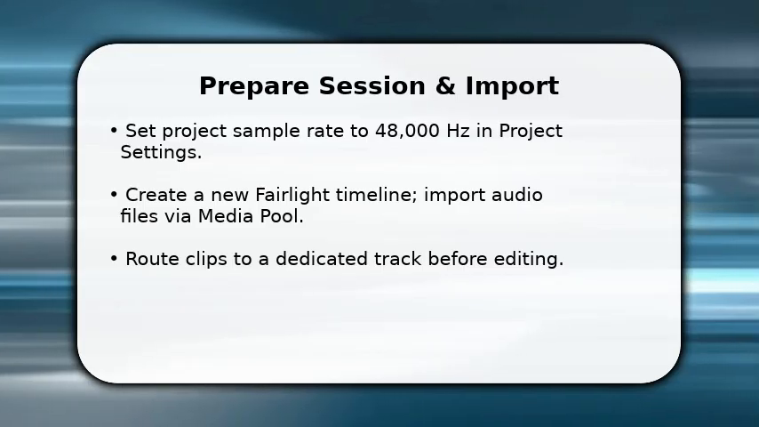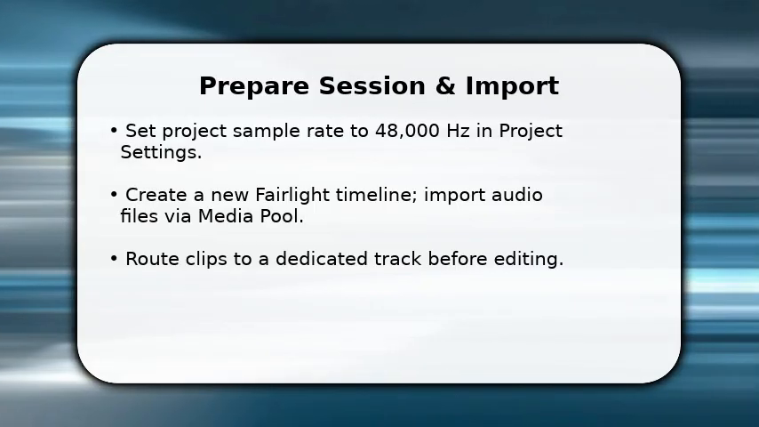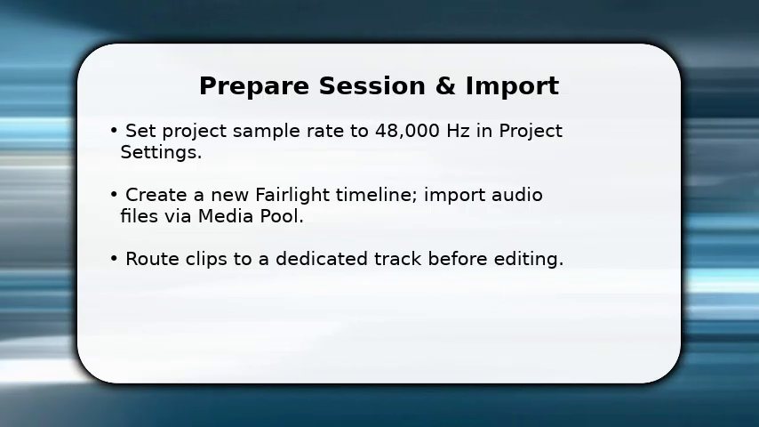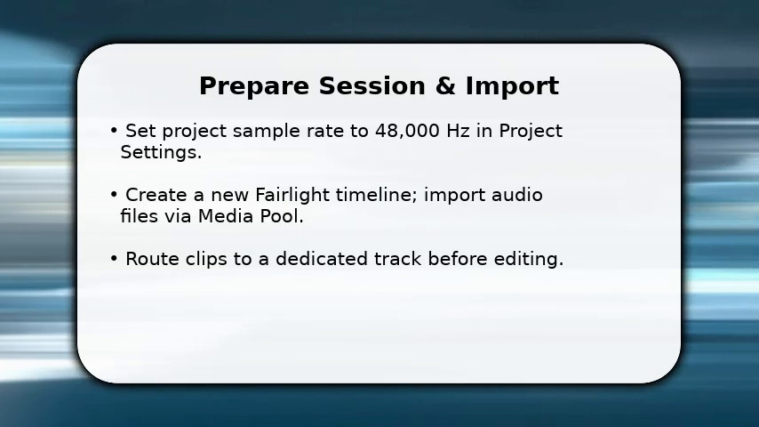You start by setting the project sample rate to 48,000 Hz and creating a Fairlight timeline so audio syncs correctly. Once done, import files into the media pool and drag them into a dedicated track to keep dialogue separate from effects and music. You do this because isolated tracks make processing safer and reversible.